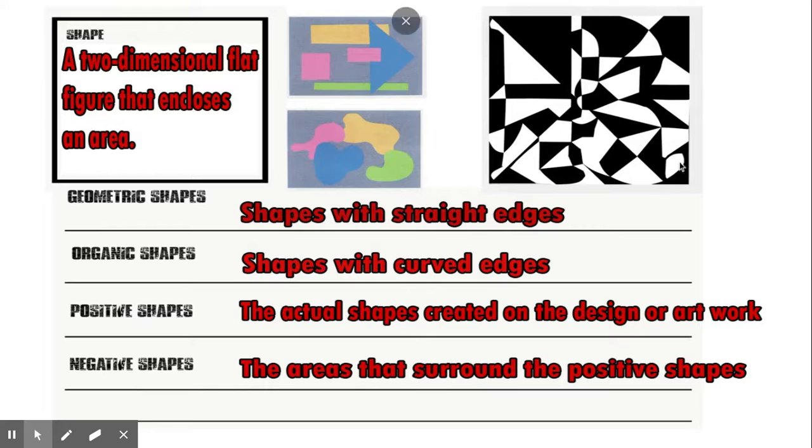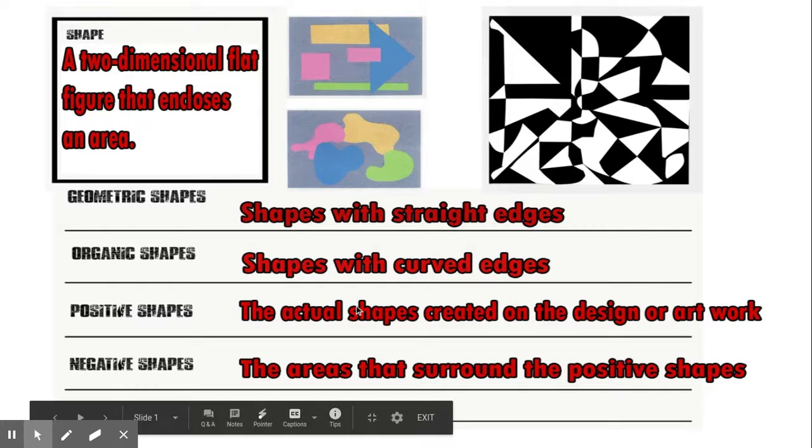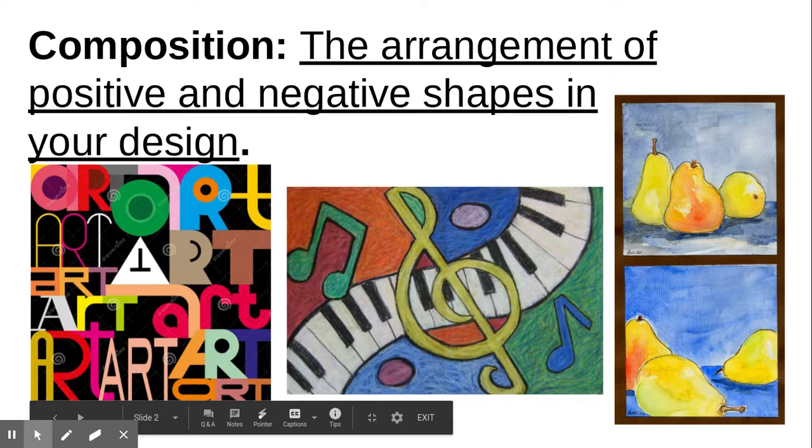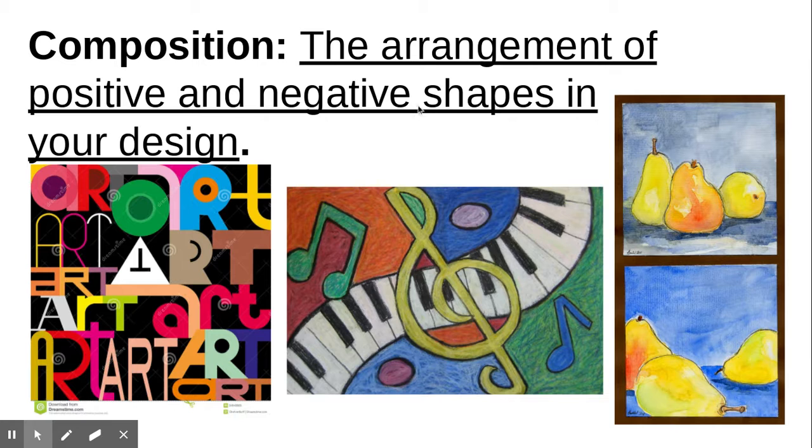Here's an example of a positive negative. The positive shapes are the shapes that you actually draw, and the negative shapes are the shapes that are around the things that you draw. So actual shapes created on the design, negative shapes, areas that surround the positive shapes, curved edges, straight edges, really easy stuff. Composition is simply the arrangement of positive and negative shapes in your design.